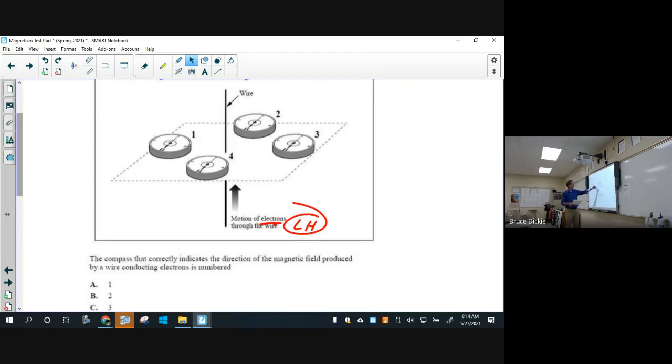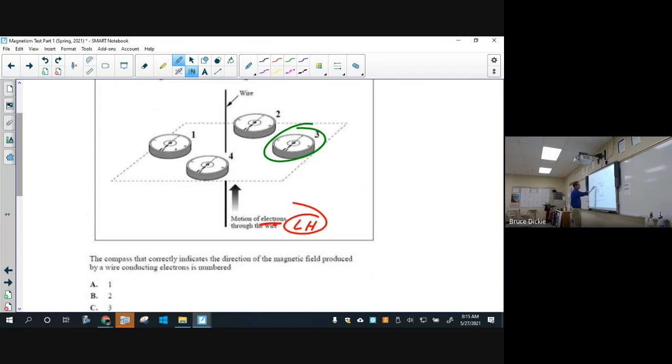If we use the wire grasp rule for this, thumb up the page, fingers wrapped around like this, then the only situation where my fingers are pointing out of the page would be to the right of the wire, right? In front of the wire, my fingers are pointing to the left. To the left of the wire, my fingers are pointing into the page. Behind the wire, my fingers are pointing towards the right. And to the right of the wire, my fingers are pointing out of the page. So the only one that is correct would be 3.